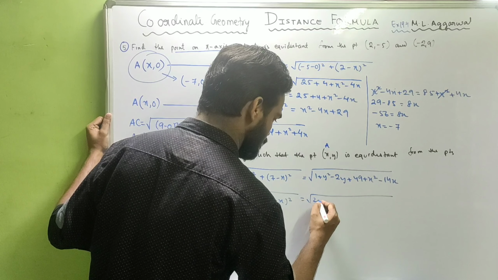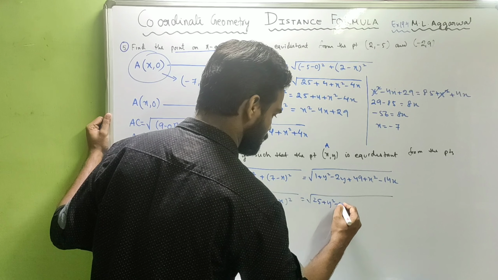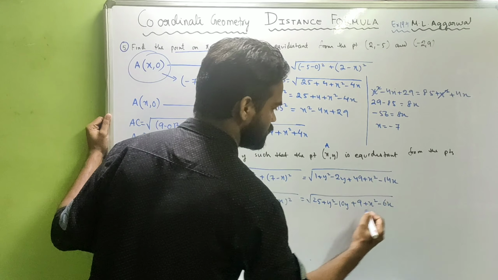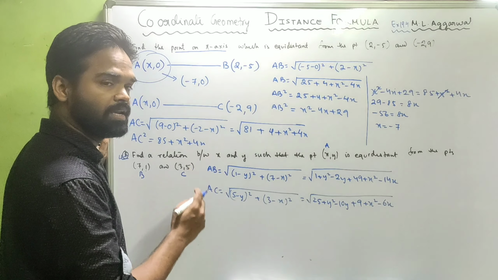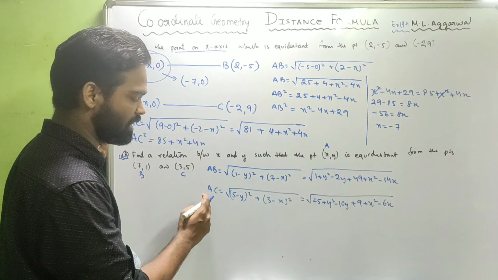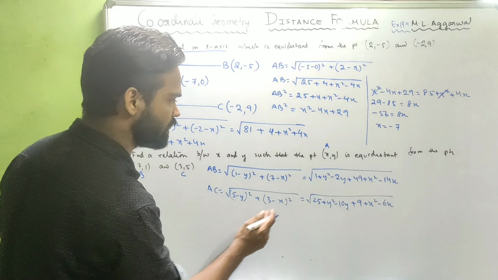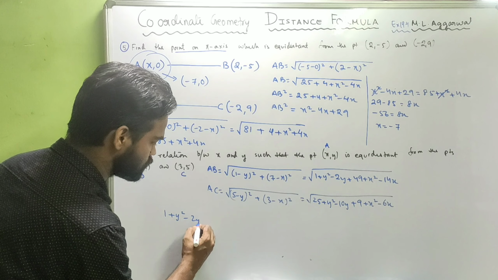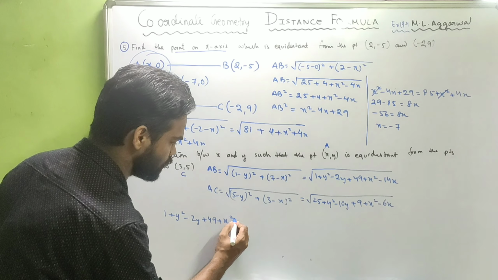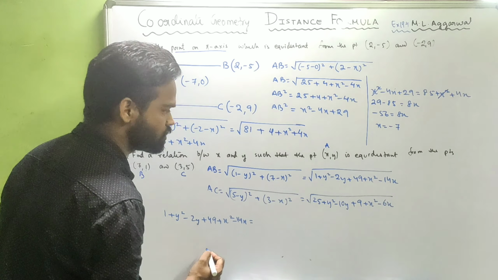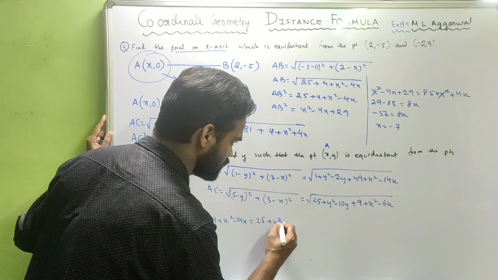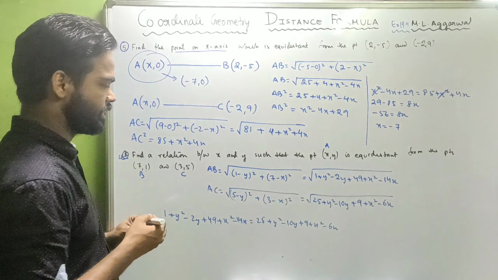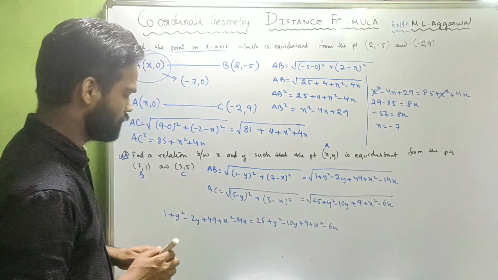Again, this is a square plus b square minus twice ab. Now AB and AC are equal, which means AB square and AC square will also be equal. So I can write 1 plus y square minus 2y plus 49 plus x square minus 14x equals 25 plus y square minus 10y plus 9 plus x square minus 6x. We have to solve this and get a relation.